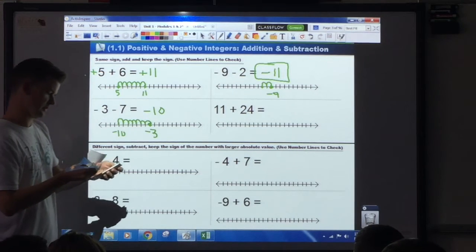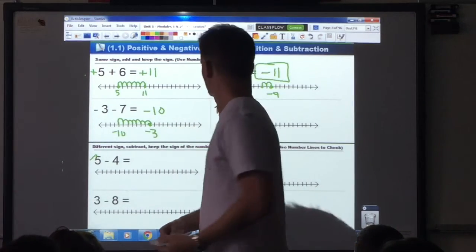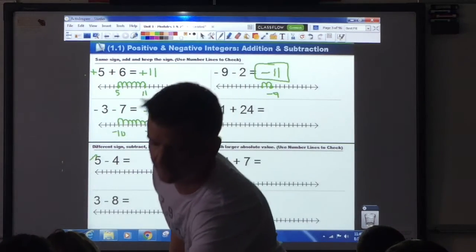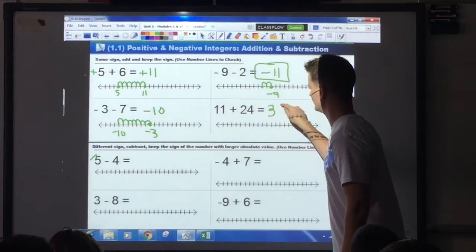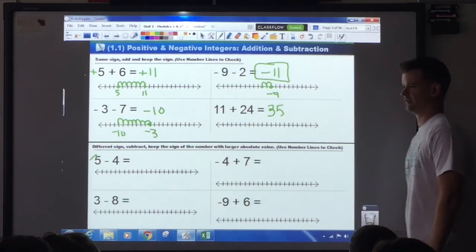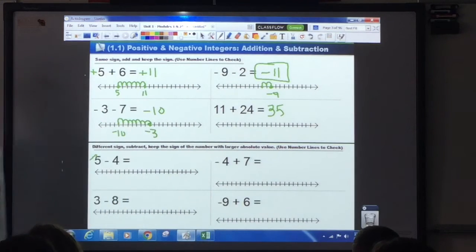So, your ticket. Mr. Tucker, next one's pretty simple. What do you think? 11 plus 24. What do you got? 35. I'm not going to do this one on the number line. I don't think we need to. But once again, you could always try this on the number line. You can start at one end and see if you can prove to yourself that that is, in fact, 35.